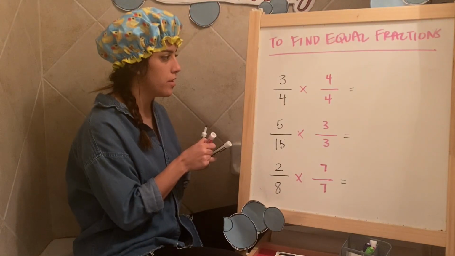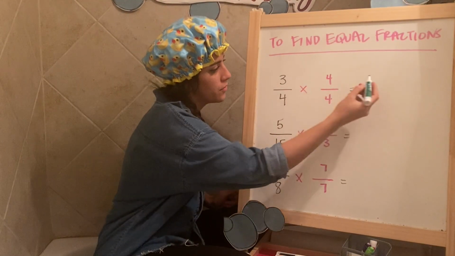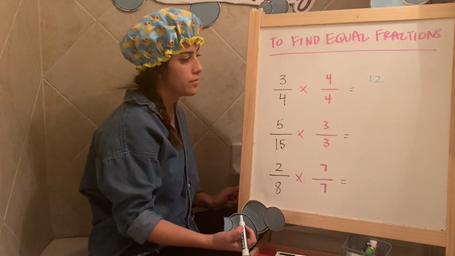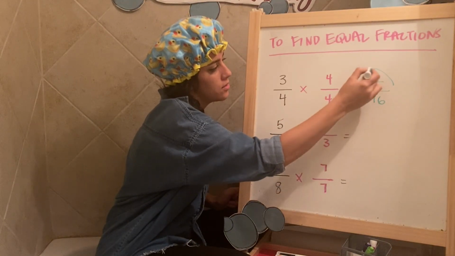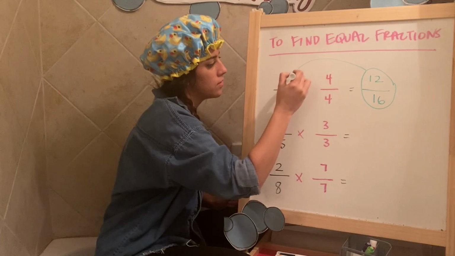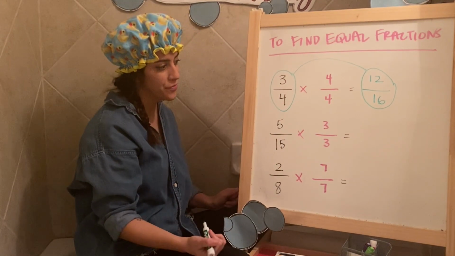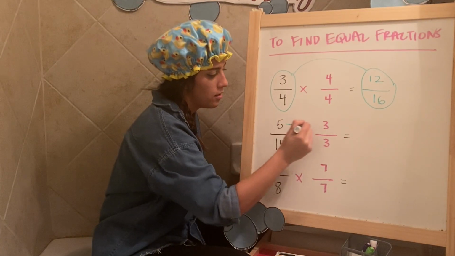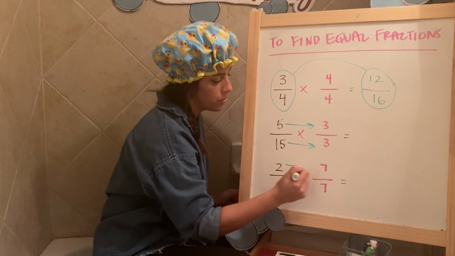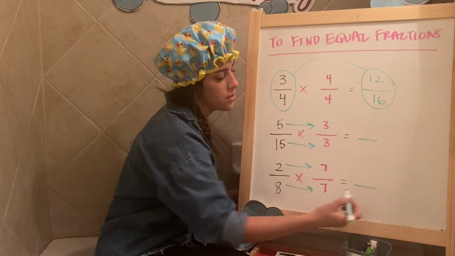I'll do the first one with you. 3 times 4. So 3 times 4 is 12. 4 times 4 is 16. 12/16 equals the same as 3/4. Try doing the next two. See if you can multiply just across. You're multiplying this across, this across. You're multiplying these numbers across to give you the answers on the other side.